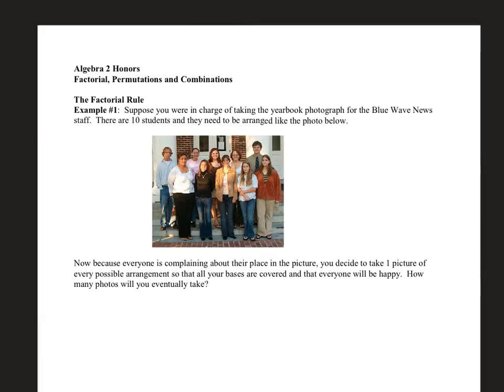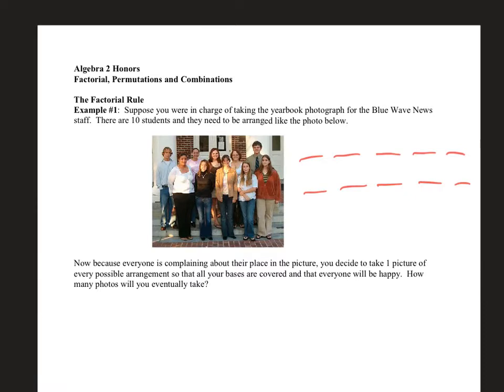So the problem that I use to introduce this topic is one that I've been using for 20 years now. And it says, suppose you were in charge of taking the yearbook photograph for the Blue Wave News staff. There are 10 students and they need to be arranged like the photo below. So if you see, there are five people in the back and then there are five people in the front. So you want to arrange the 10 people in this order, five in the back, five in the front.